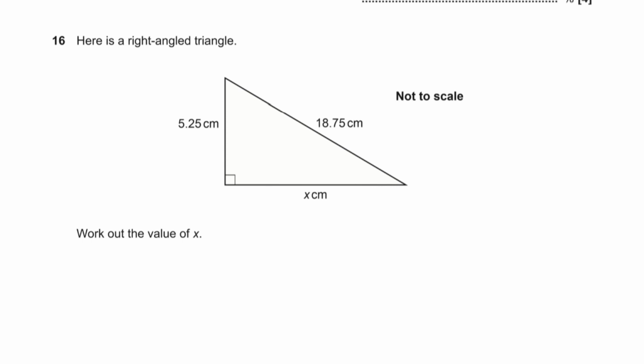Question 16. Here is a right-angled triangle. What we have to do is work out the value of x. Now here we have to use Pythagoras. So I've got x squared plus 5.25 squared, and this is equal to 18.75 squared.